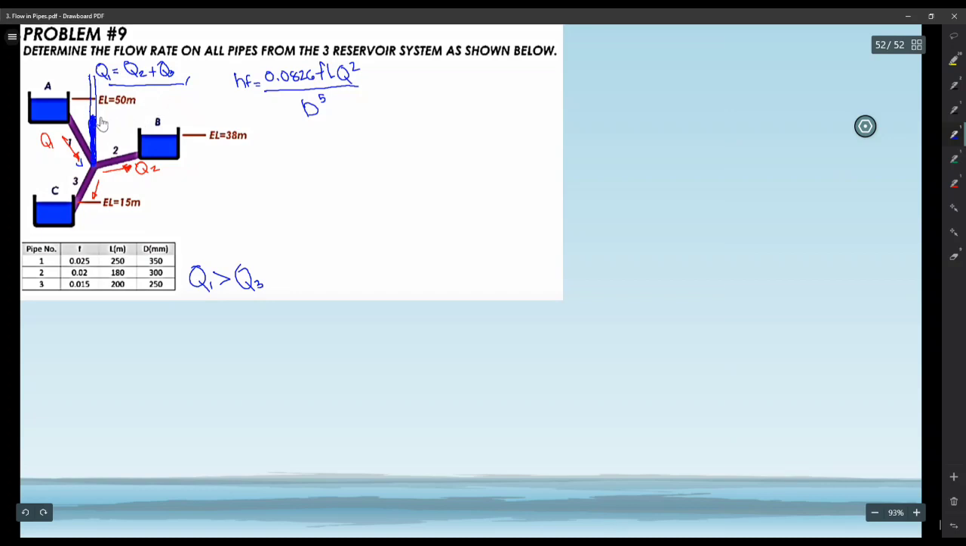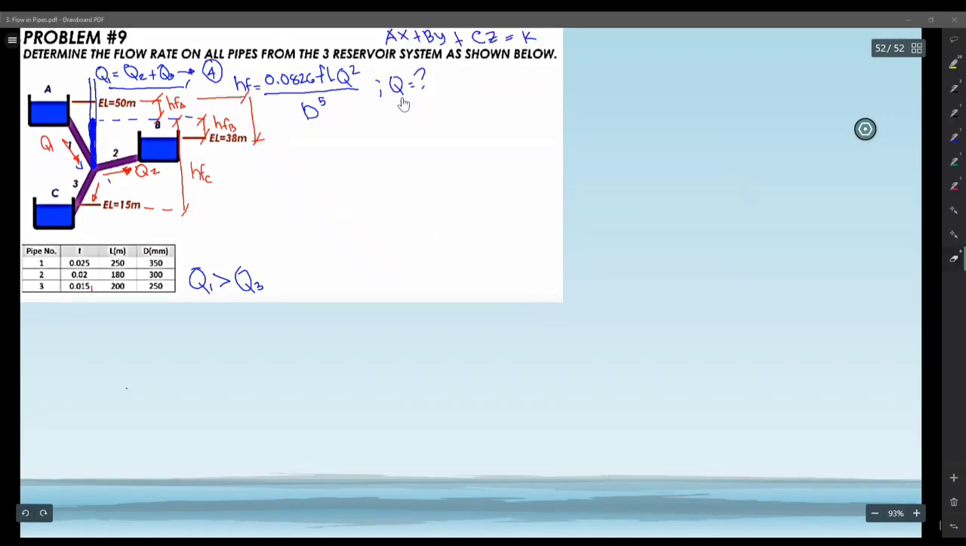So guys, in short, the difference between the height of the piezometer and the reservoir will be your head loss. This is our head loss for point A. Next, this is the head loss with respect to reservoir B. And this one is the head loss with respect to reservoir C. Okay, so we've drawn the figure. Now let's make equations from this, okay?